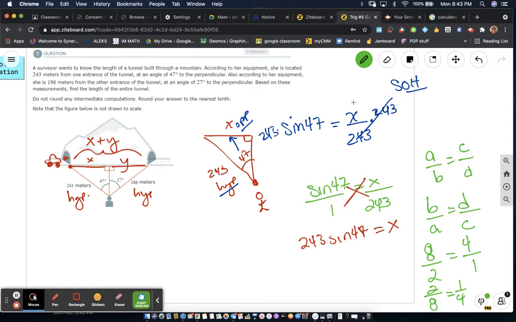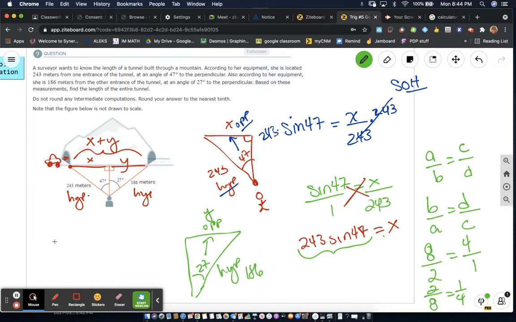I just wanted to show you in case you got that down. So basically, that's going to be your x. I'm not going to multiply it out. And then you would need to do the same for the y. I'm just going to draw this real quick. You have 27, and again it's sine. Its opposite is y, which is what we want, and we have the hypotenuse, which is 186.